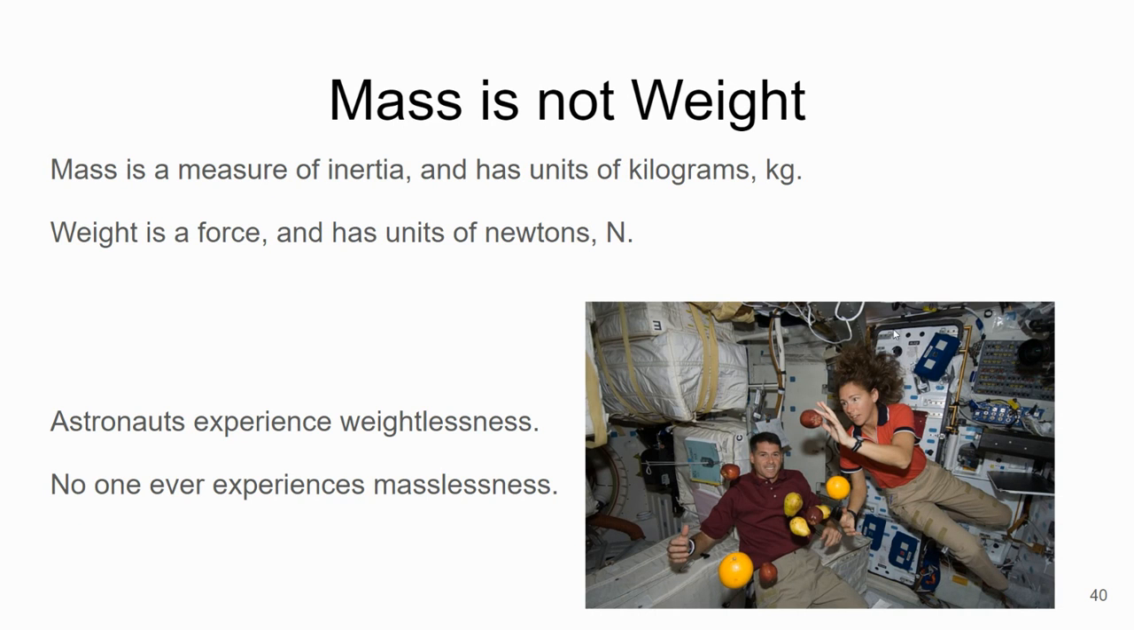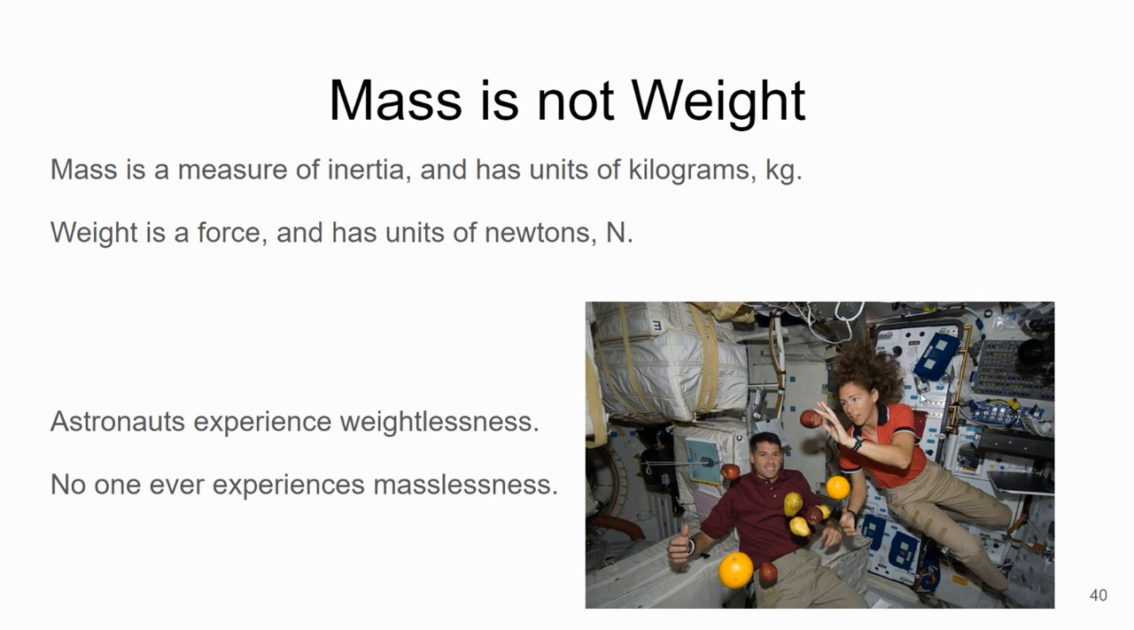A final thing here is mass is not weight. This is commonly confused before you start taking physics, or in this case, you're taking astronomy and getting a crash course in physics. Mass is a measure of inertia and has units of kilograms, kg, and mass is the measure of a body's reluctance to change its motion. Weight is different. Weight is a force. It is different than mass, and weight has units of newtons, which is an N. So astronauts experience weightlessness. No one ever experiences masslessness.